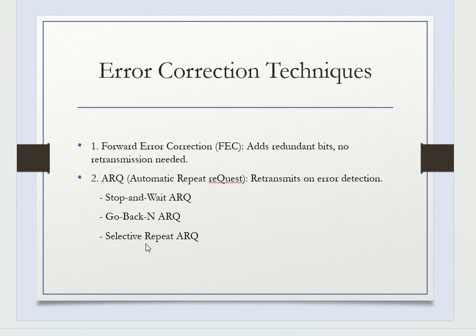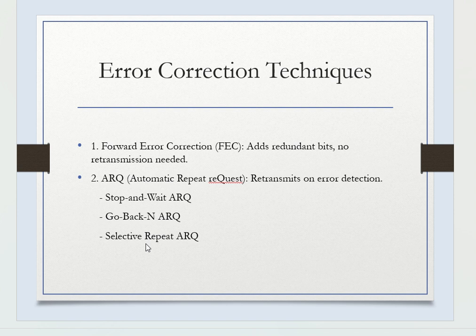Error correction techniques not only detect the errors in transmitted data but also reconstruct the original data without needing a retransmission. These techniques add redundant bits to the data, which helps the receiver identify and correct errors.